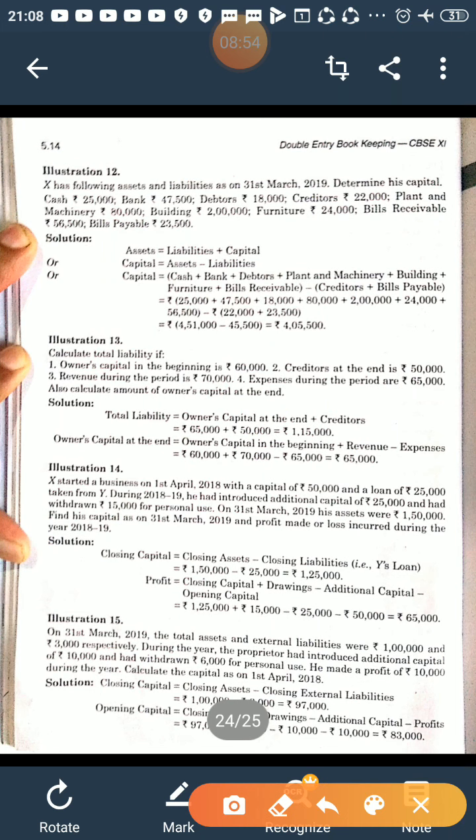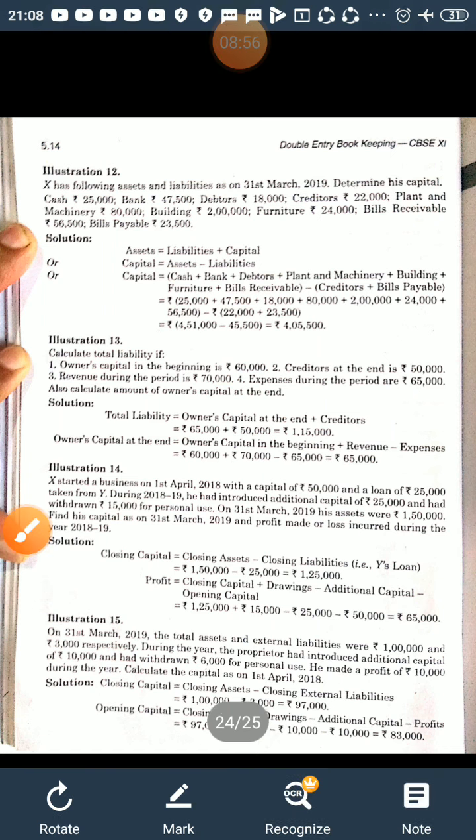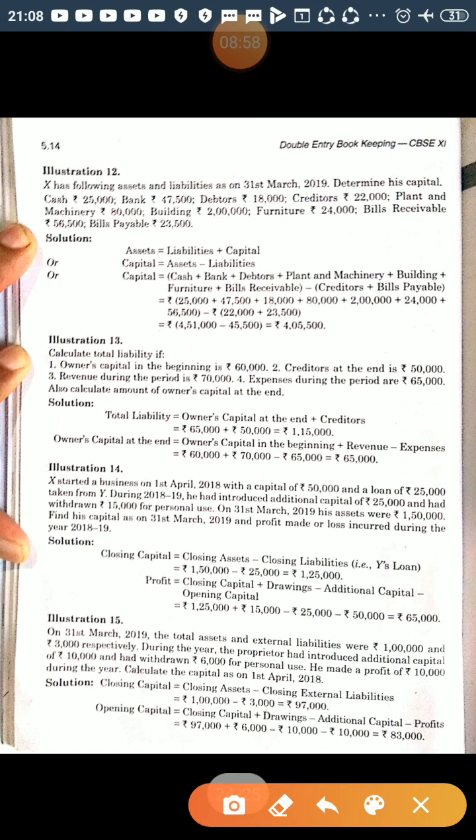Now next question is, X started business on 1st April 2018 with a capital of 50,000 and a loan of 25,000 taken from Y. During 2018-19, he had introduced additional capital 25,000 and had withdrawn 15,000 for personal use. On 31st March, his assets were 1,50,000. Find his capital as on 31st March 2019 and profit made or loss incurred during the year 2018-19.